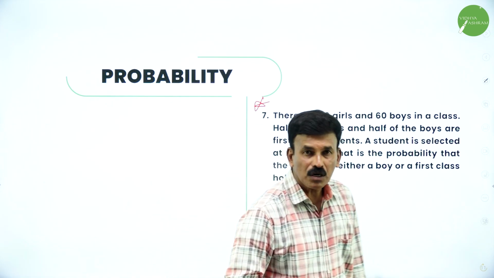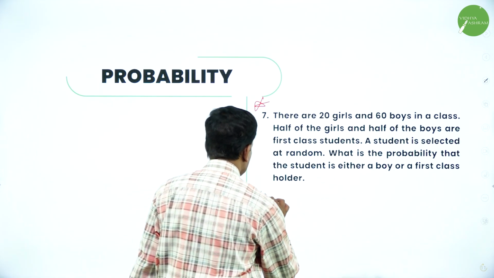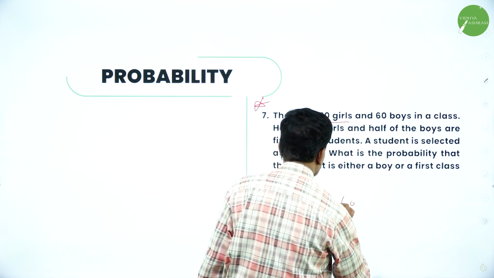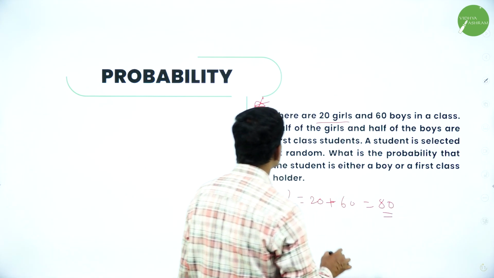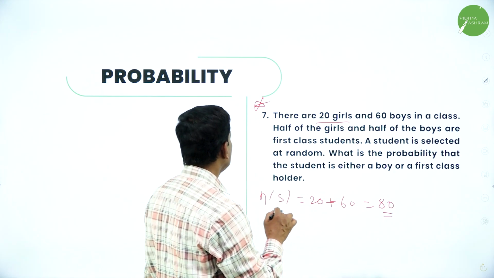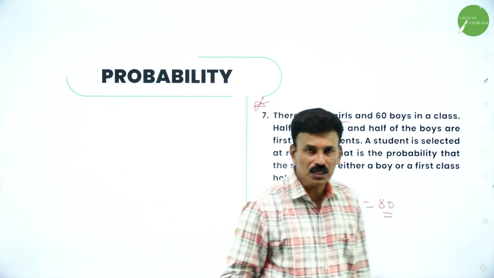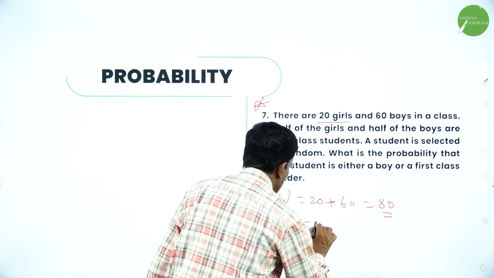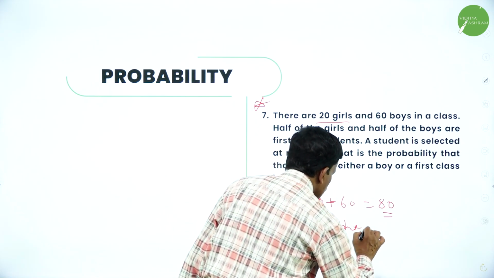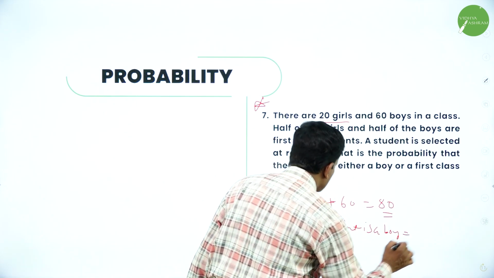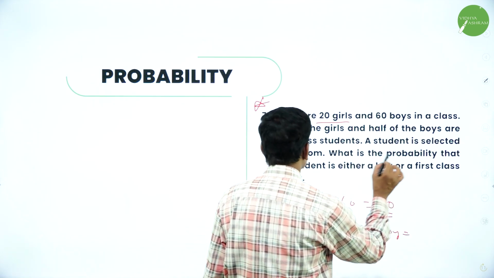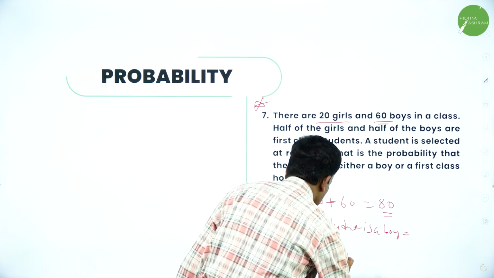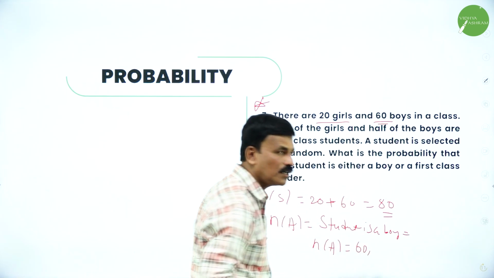Very important problem. Now let's find n of S. How many students are there? n of S is equal to 20 girls plus 60 boys, so totally 80 students are there in the class. Half of the boys are first class students. Now suppose the event that the student is a boy is denoted as A. n of A is the number of students who are boys, so there are 60 boys. n of A is equal to 60.